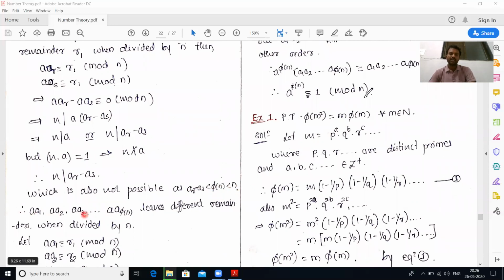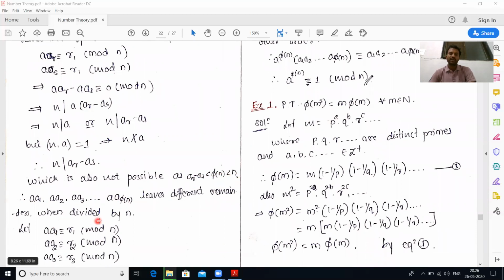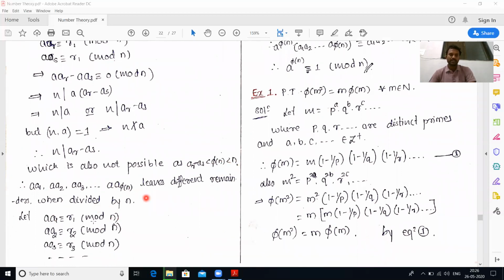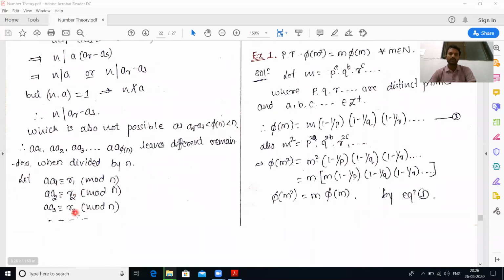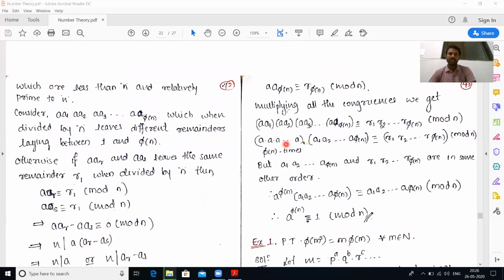Therefore a·a1, a·a2, and so on up to a·a_phi(n) leave different remainders when divided by n. Already I have taken the example also. Therefore those remainders we will consider as r1, r2, r3, and so on. That is, when a·a1 is divided by n, the remainder is r1, and so on, and a·a_phi(n) divided by n gives remainder r_phi(n).